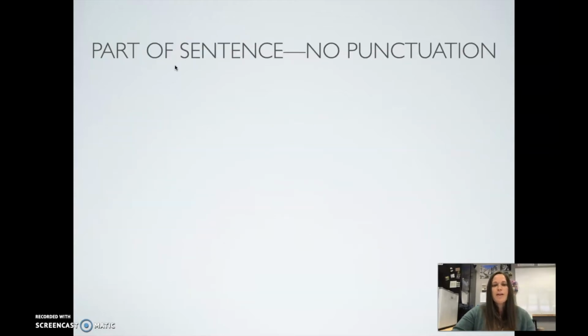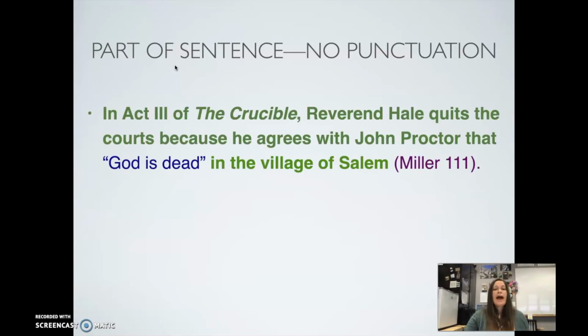Another way that you can integrate quotes into your sentences is by actually integrating them into your sentence without any punctuation. For example, in Act 3 of The Crucible, Reverend Hale quits the courts because he agrees with John Proctor that God is dead in the village of Salem. So in this example, there's not like a, here's my intro, here's my quote, so it's not chopped up. Instead, my quote actually continues my sentence, right? He agrees with John Proctor that God is dead. That's all part of it. It's all part of the sentence. So there's kind of a nice flow that goes with it.